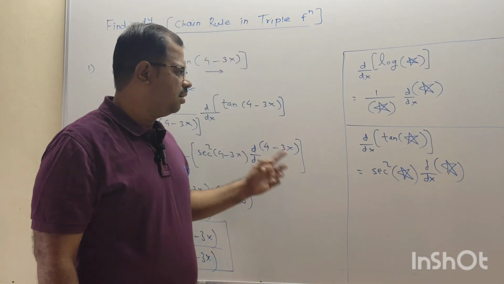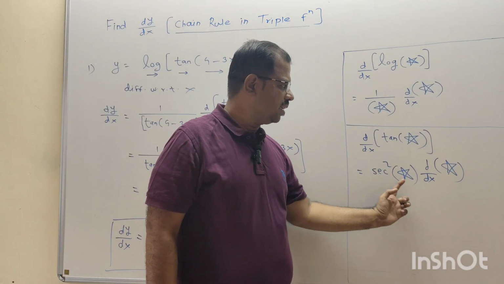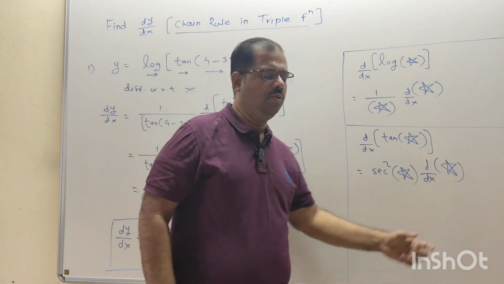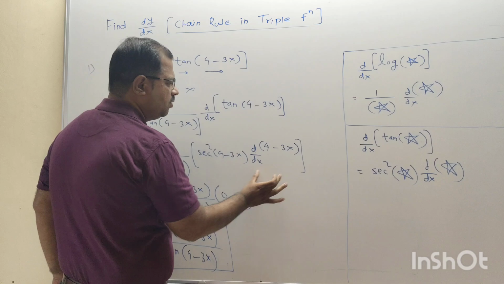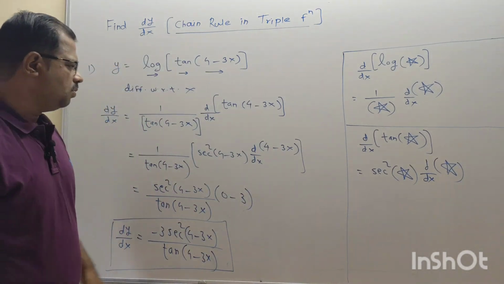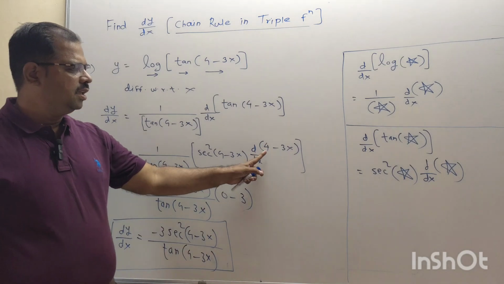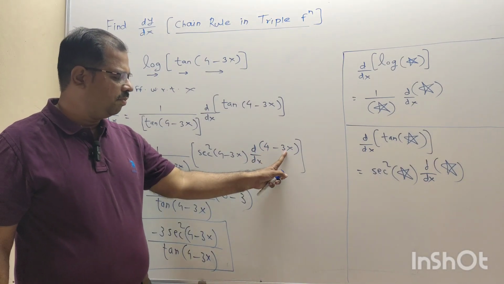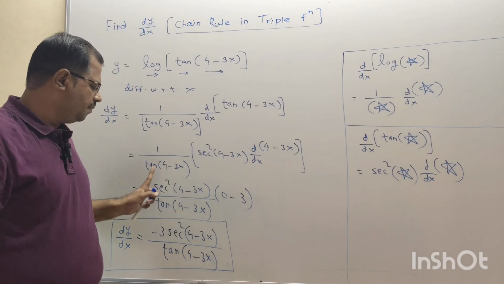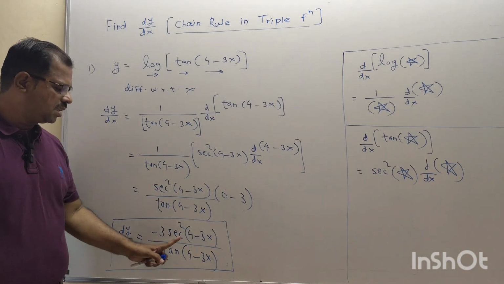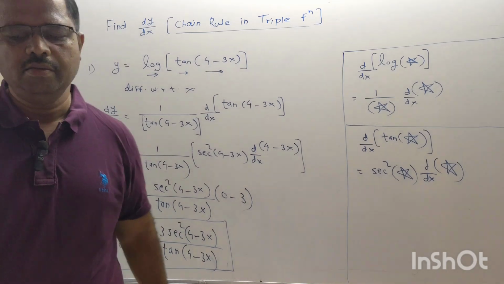Therefore consider tan as the outer function. Now the derivative of tan f(x) is sec square f(x) into the derivative of f(x) in the numerator. The derivative of tan theta is sec square theta into the derivative of theta. Now sec square(4 minus 3x) into 1, the derivative of 4 is 0, the derivative of minus 3x is minus 3. 0 minus 3 is minus 3. The answer will be minus 3 sec square(4 minus 3x) upon tan(4 minus 3x).